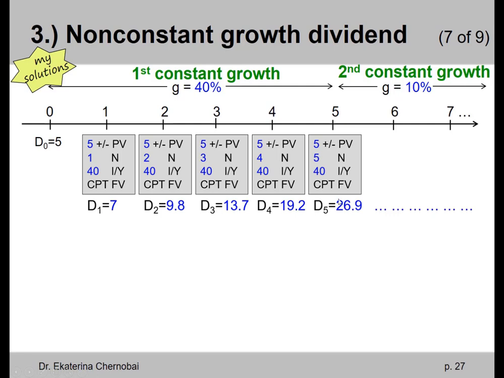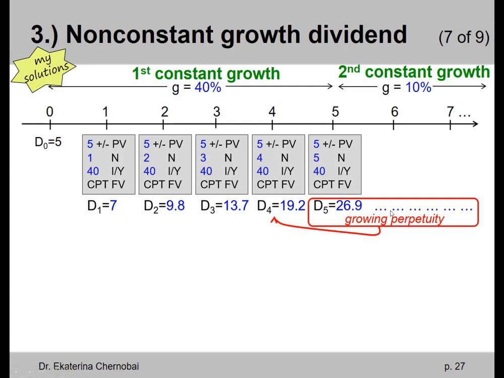The 5th year dividend, $26.90, is the end of the first constant growth time period, but it's also the beginning of the second constant growth time period at 10%. So why don't we say that, okay, well, year 5 dividend, 26.9, is the first one in the growing perpetuity, right? So now we are fitting this problem to look like our previous 2 problems.